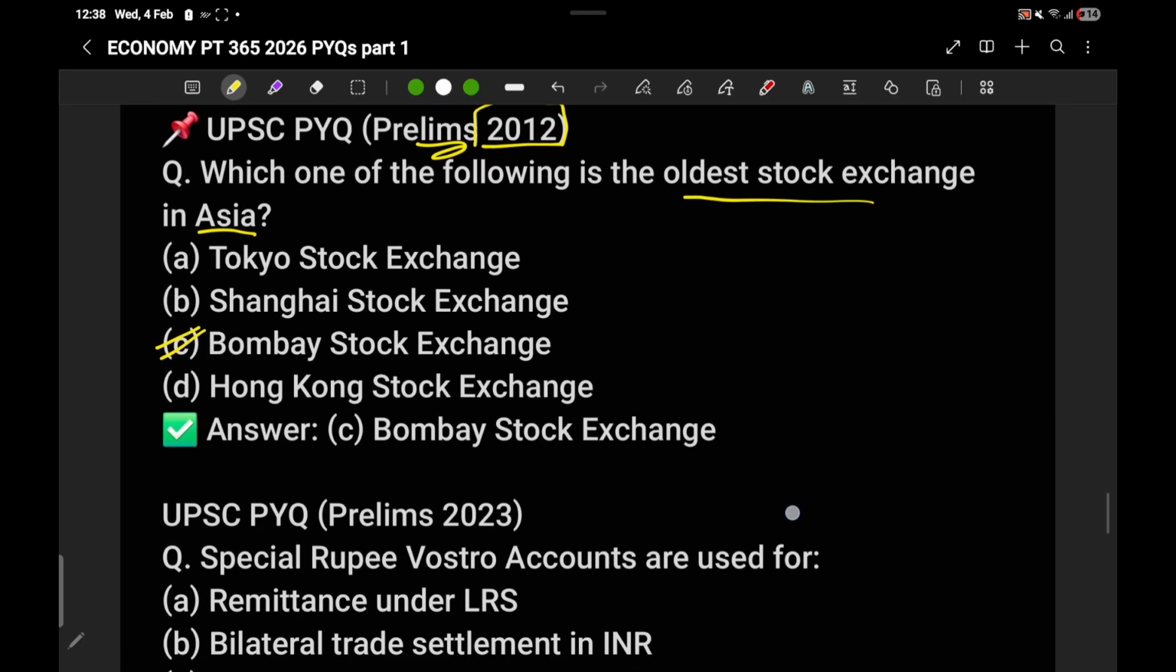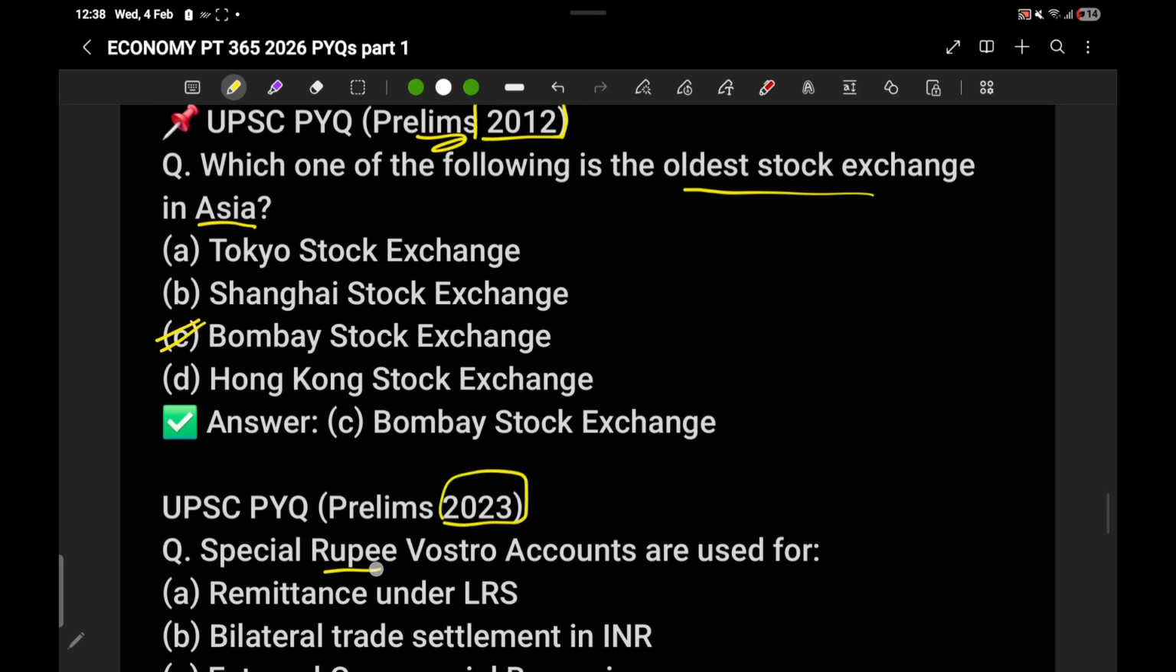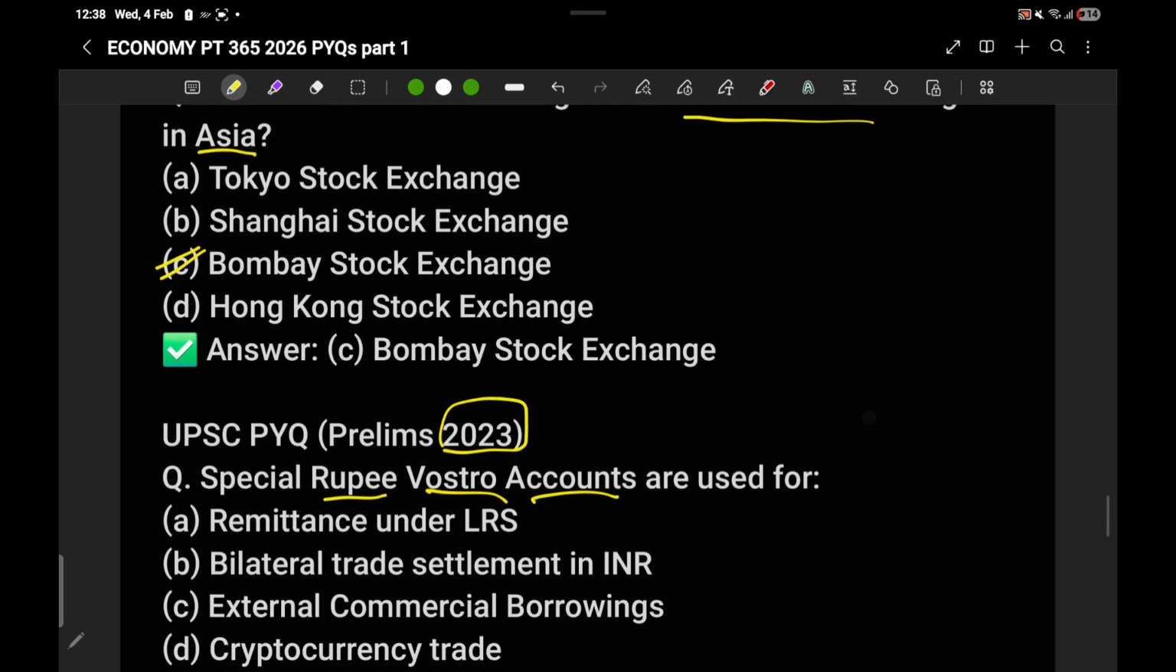Okay, so the next question is 2023 prelims. It was asked on rupee Vostro accounts. I told you yesterday there's a direct question on this, so let's solve this one. Special rupee Vostro accounts are used for what? Remittance under the Liberalized Remittance Scheme, bilateral trade settlement in India, external commercial borrowing, or cryptocurrency trade. Take a pause. It is to make a bilateral trade settlement in rupees, INR. Both foreign countries and India can settle the trade in rupees, which will promote internationalization of the rupee.